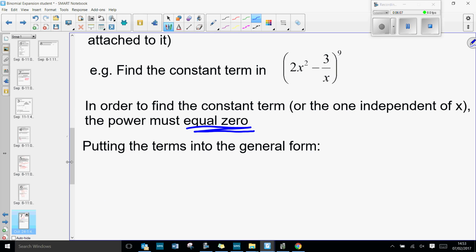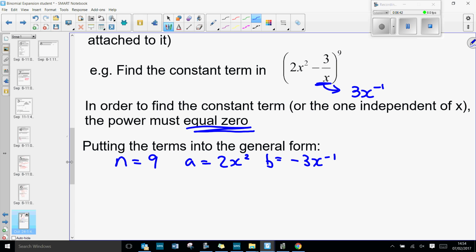So as we did, we're going to first of all write this as a power. So 3 over x to a power is written 3x to the negative 1. Because remember, the thing on the bottom comes up to the top, and the value on the top stays there. So n is 9, a is 2x squared, and b is negative 3x to the negative 1.